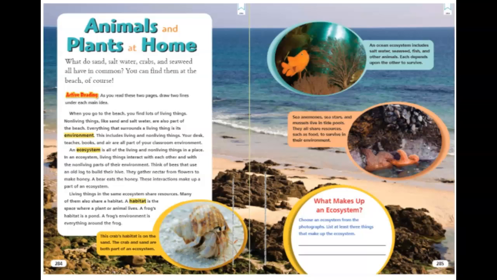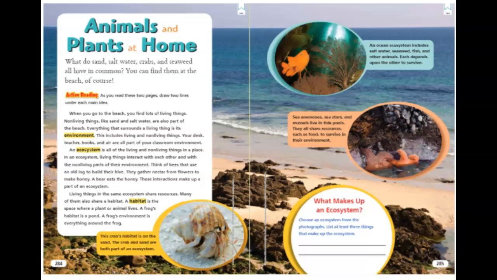When you go to the beach, you find lots of living things. Non-living things like sand and salt water are also part of the beach. Everything that surrounds a living thing is its environment. This includes living and non-living things. Your desk, teacher, books, and air are all part of your classroom environment.